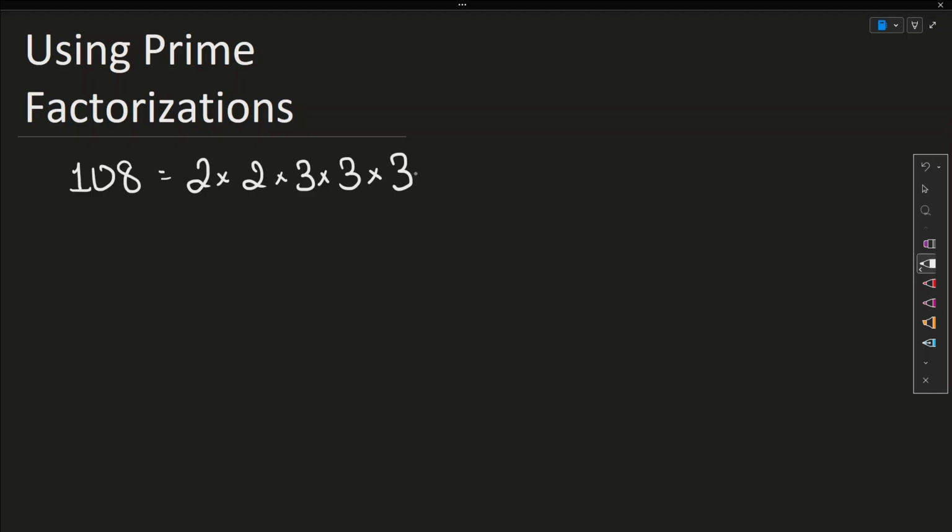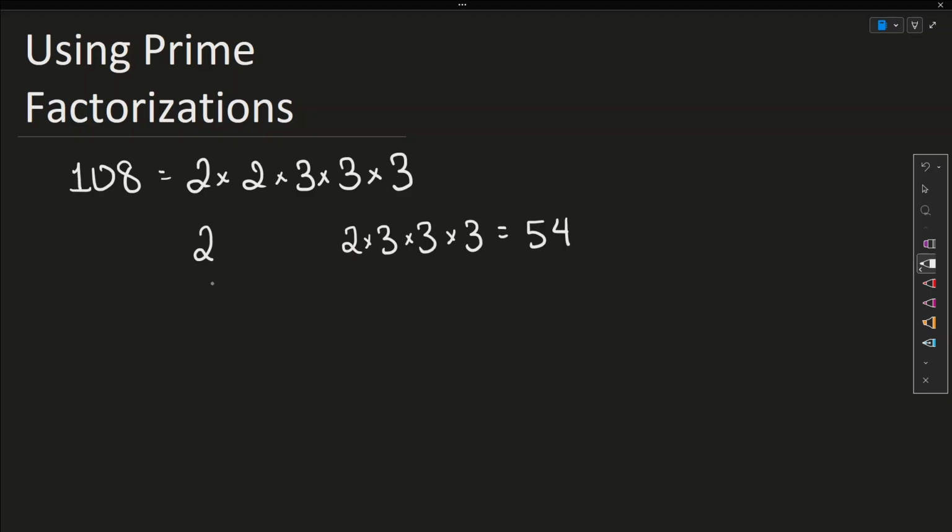We know that 108 is 2 times 2 times 3 times 3 times 3. So when I'm finding a factor pair, if one is 2, the other factor must be the product of the remaining primes: 2 times 3 times 3 times 3, which is 54. So one factor pair would be 2 and 54. Let's use this idea to find all the factor pairs of 108.